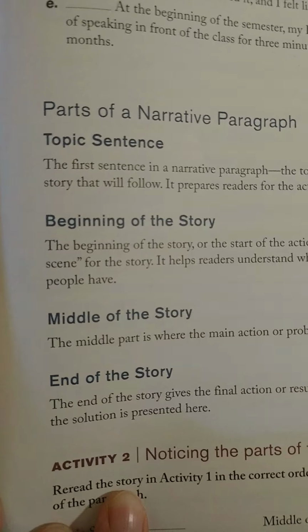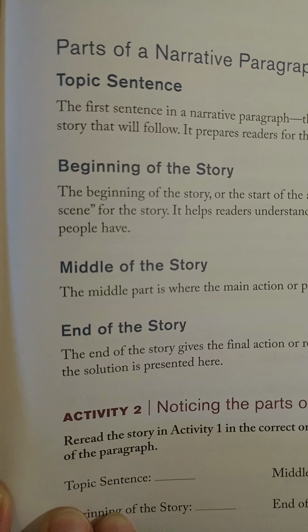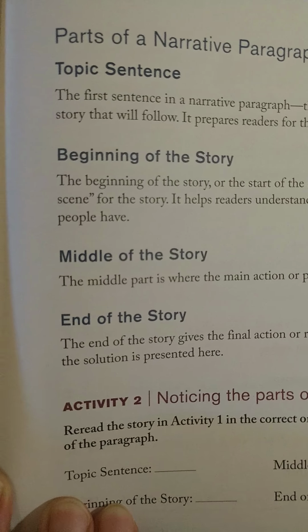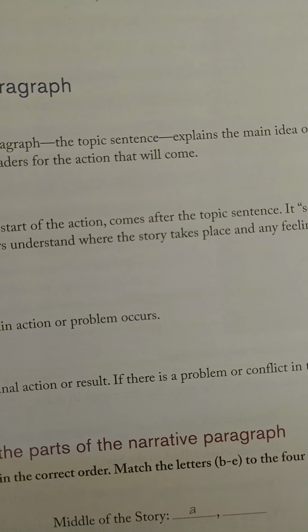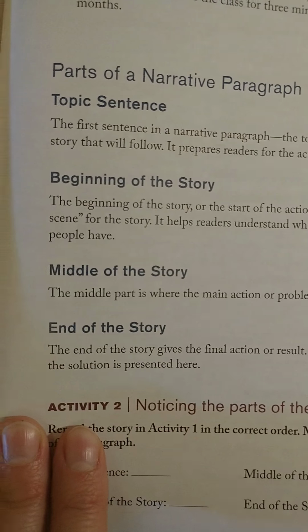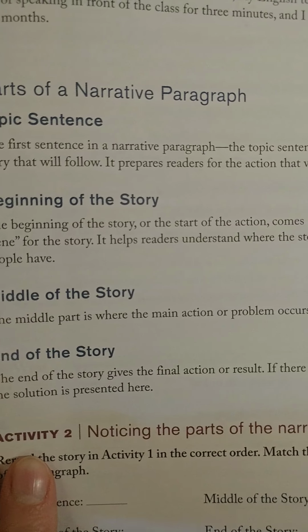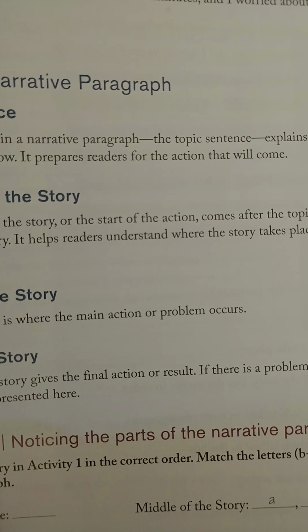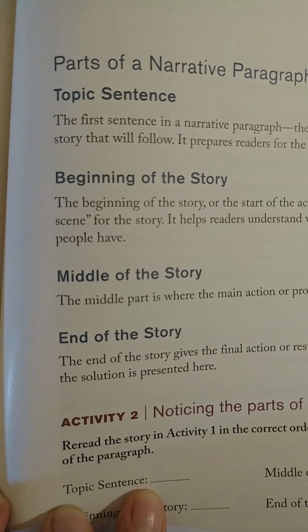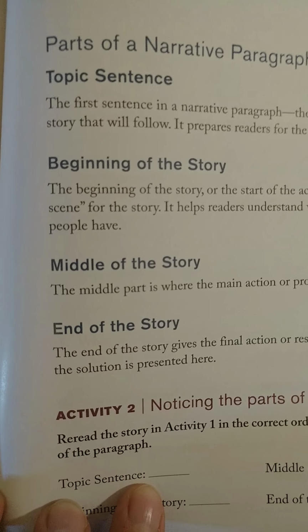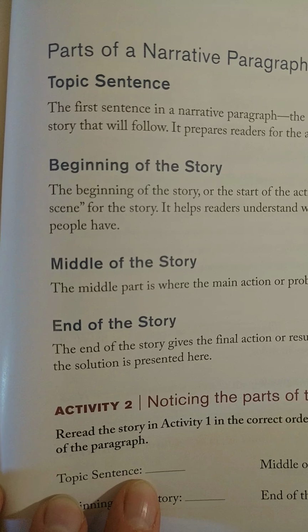In this book, it talks about the parts of a narrative. Hopefully you can see that. As always, we have a topic sentence. Like every other paragraph, it says the first sentence in a narrative paragraph, the topic sentence, explains the main idea of the story that will follow. It prepares readers for the action that will come. You guys are good with topic sentences in your descriptive paragraphs. A narrative topic sentence is a little different.